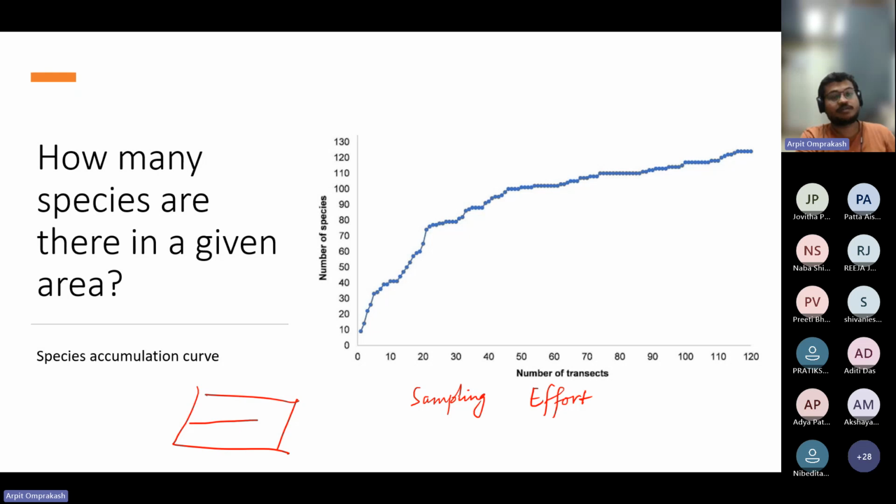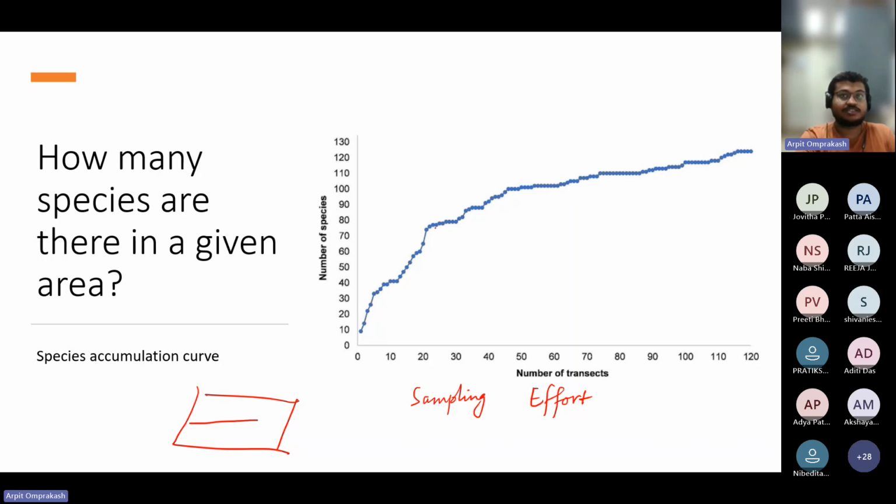So basically, how many measurements or how many readings are you taking versus the number of species. So here for sampling effort, we have number of transects. So every day we go to the forest and we do a transect and we note down what all different species we see. Right. So this graph will increase like this initially. And after a point, what happens?